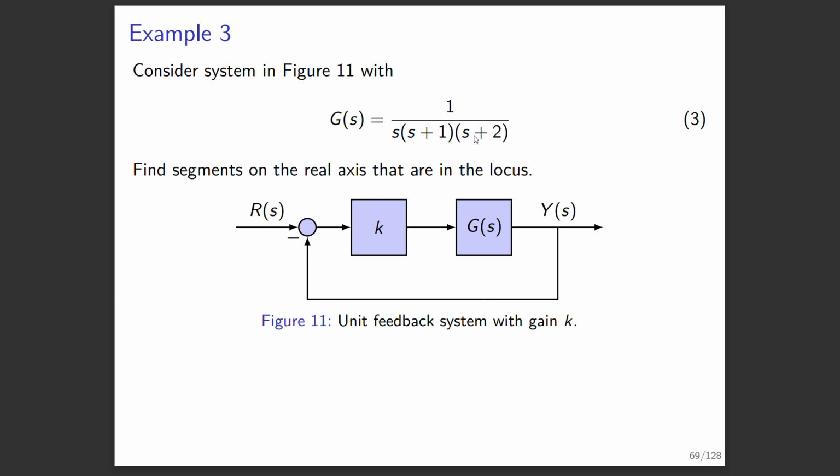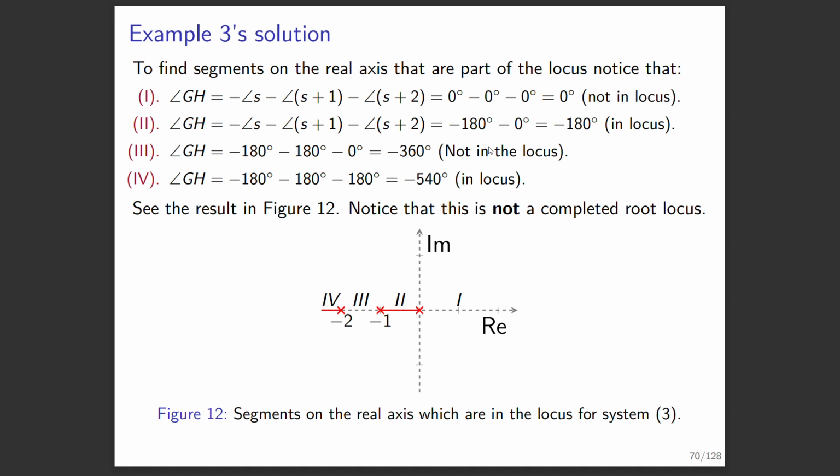Remember, this is the loop transfer function. So the poles I'm finding are not the poles of my system, they're poles of the loop transfer function. I'm going to have 0, negative 1, and negative 2. The segments on the real axis that are in the locus are places that have an odd number of poles and zeros on the right hand side of it.